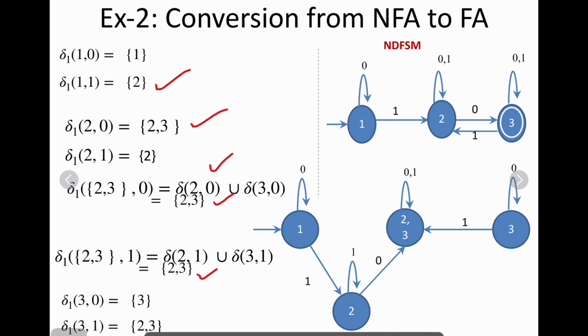So you have to stop the process and decide which are the final states. The final states are 3 as well as 2 comma 3. So this is the conversion from NFA to DFA.